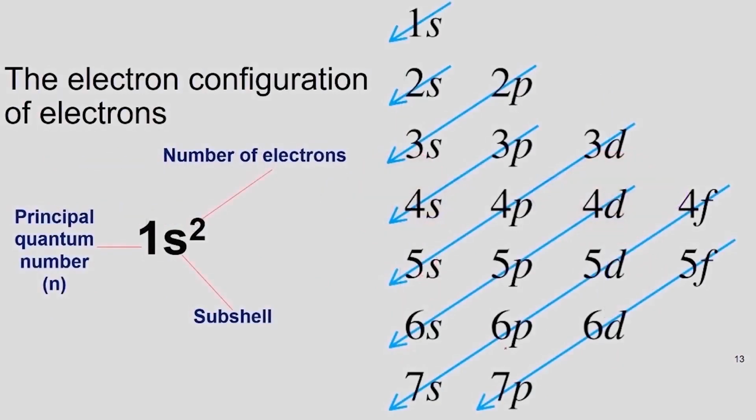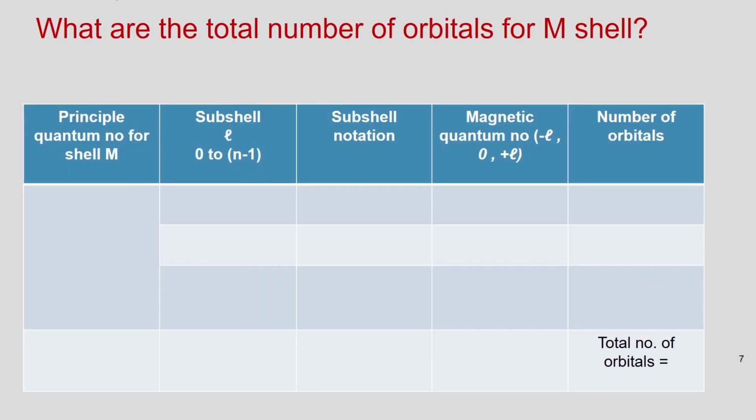We use quantum numbers to describe the distribution of electrons of an atom or molecule in atomic or molecular orbitals, electronic configuration. For example, 1s2, the one here on the left, represents the principal quantum number n. S is the name of the subshell, and the number on the top right is the number of electrons in this subshell. Let's look at this exercise.